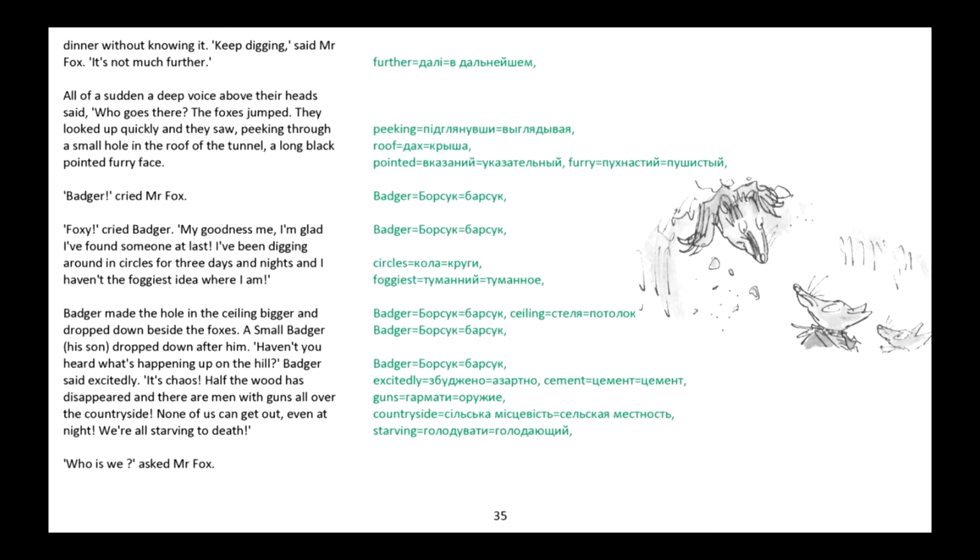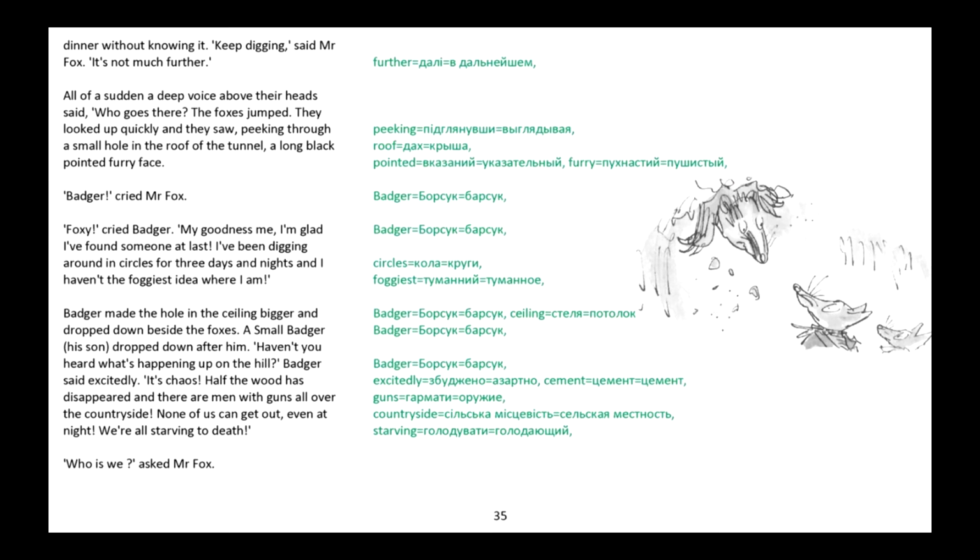"Keep digging," said Mr. Fox. "It's not much further." All of a sudden, a deep voice above their heads said, "Who goes there?" The foxes jumped. They looked up quickly, and they saw, peeking through a small hole in the roof of the tunnel, a long, black, pointed, furry face. "Badger," cried Mr. Fox. "Foxy," cried Badger. "My goodness me, I'm glad I've found someone at last. I've been digging around in circles for three days and nights, and I haven't the foggiest idea where I am."